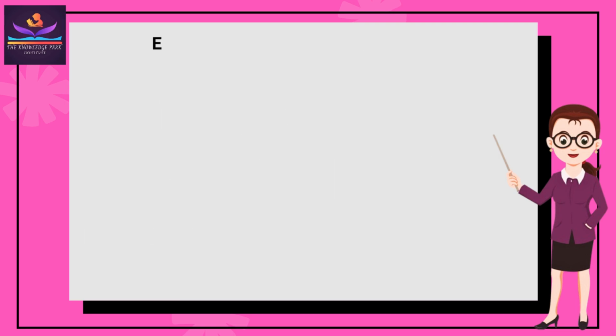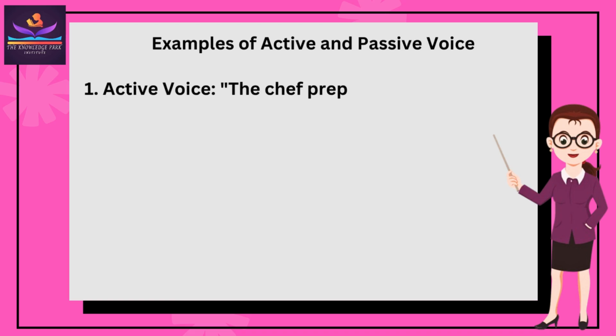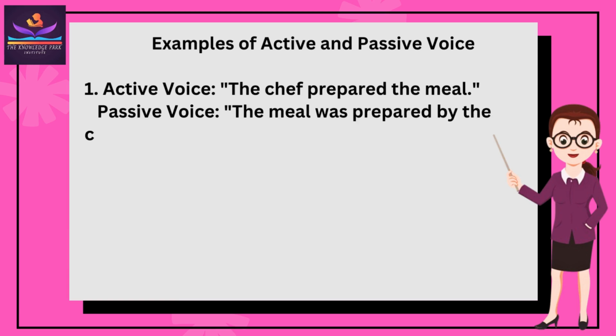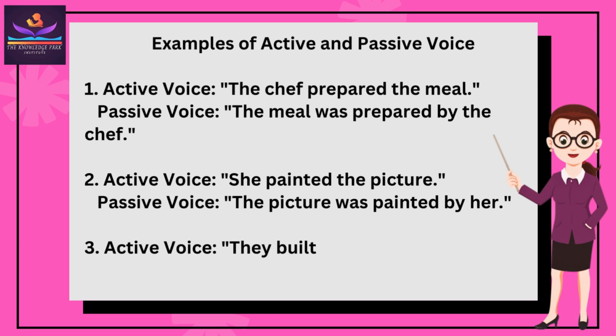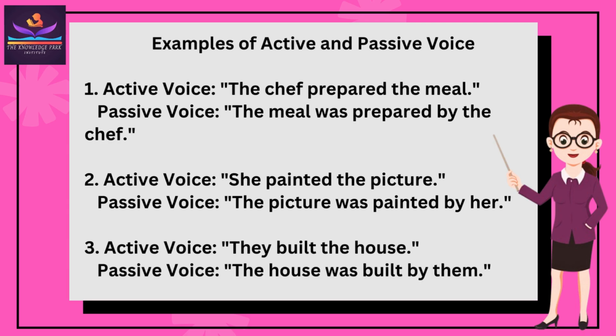Examples of active and passive voice. 1. Active voice: the chef prepared the meal. Passive voice: the meal was prepared by the chef. 2. Active voice: she painted the picture. Passive voice: the picture was painted by her. 3. Active voice: they built the house. Passive voice: the house was built by them.